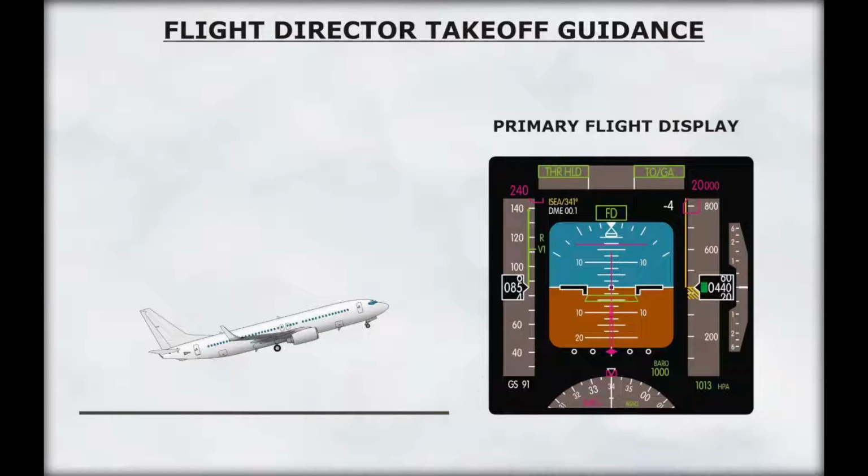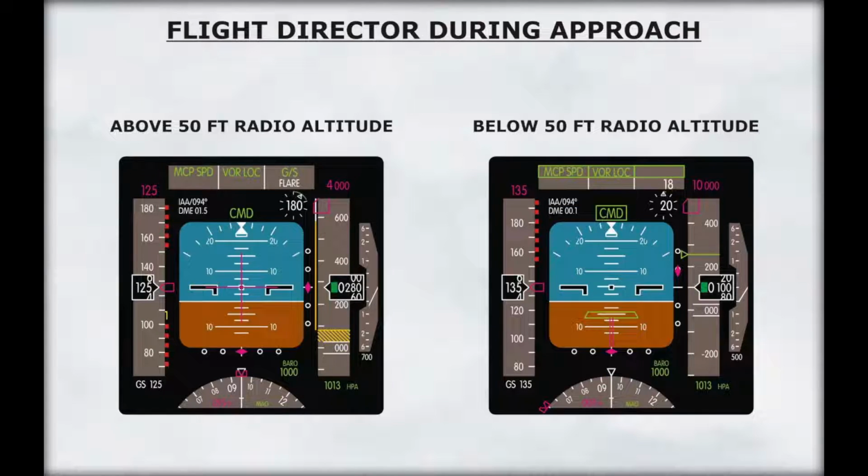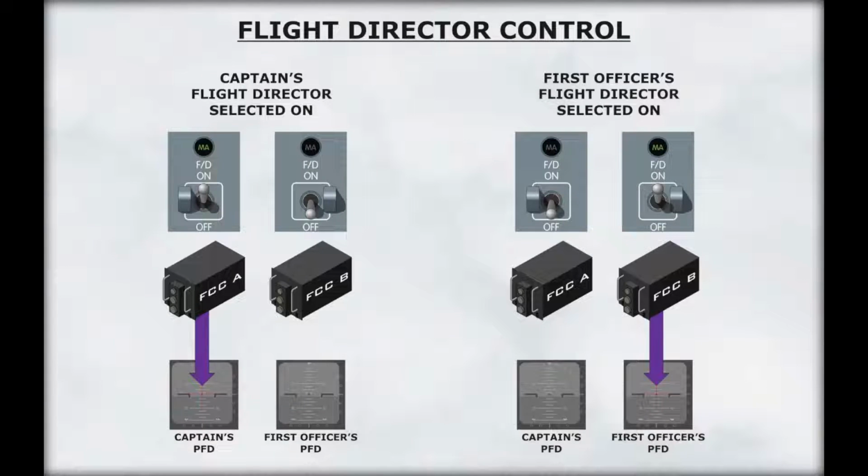Unlike the autopilot, the flight directors can provide takeoff guidance. The autopilots have a landing flare capability, while the flight directors do not. The flight director bars retract from view at 50 feet radio altitude during an ILS approach. If only one flight director is engaged, the command bars are driven by their respective FCC.